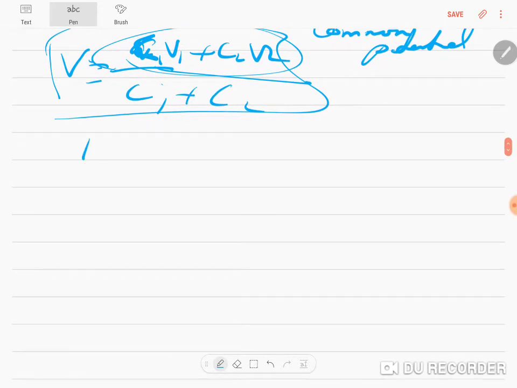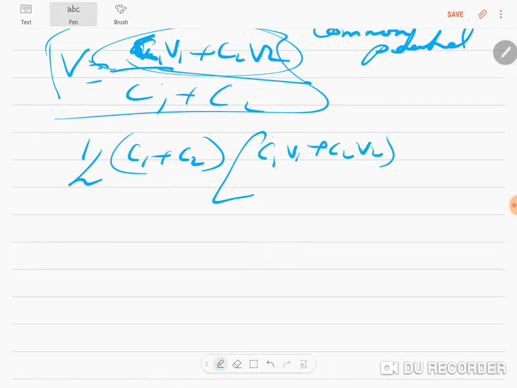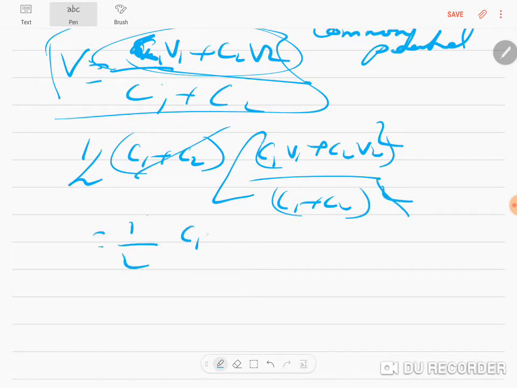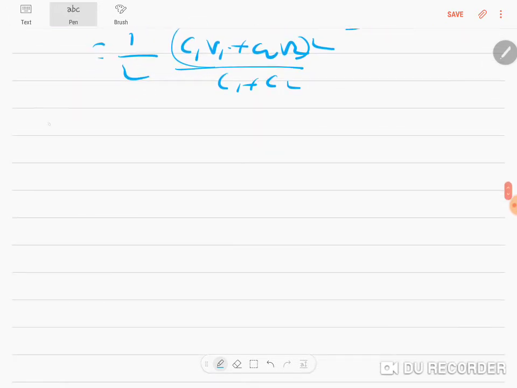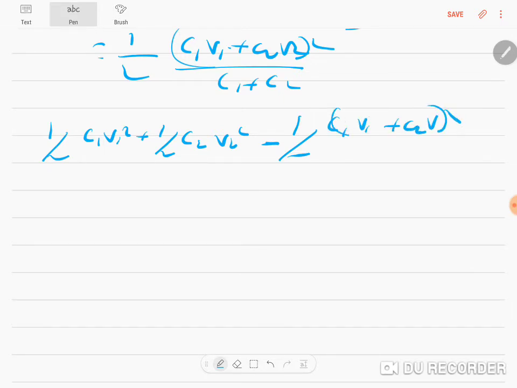Now the final energy is half C V square. So it is half C1 plus C2 into V square, where V is the common potential, C1 V1 plus C2 V2 the whole square by C1 plus C2 the whole square. This and this get cancelled. So half of C1 V1 plus C2 V2 the whole square by C1 plus C2 is my final energy. So initial minus final energy: initial energy is half C1 V1 square plus half C2 V2 square, minus half C1 V1 plus C2 V2 the whole square by C1 plus C2.